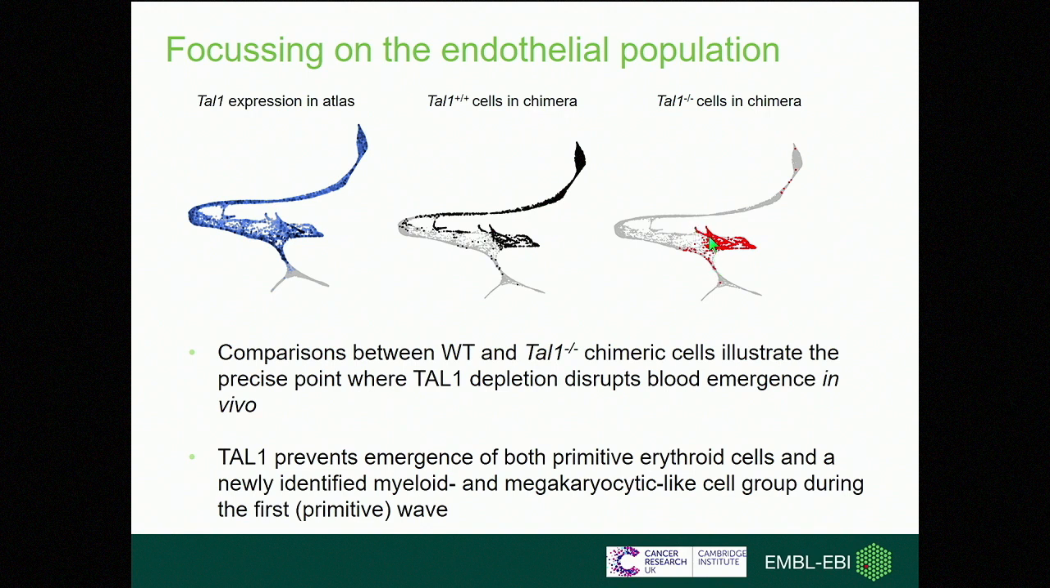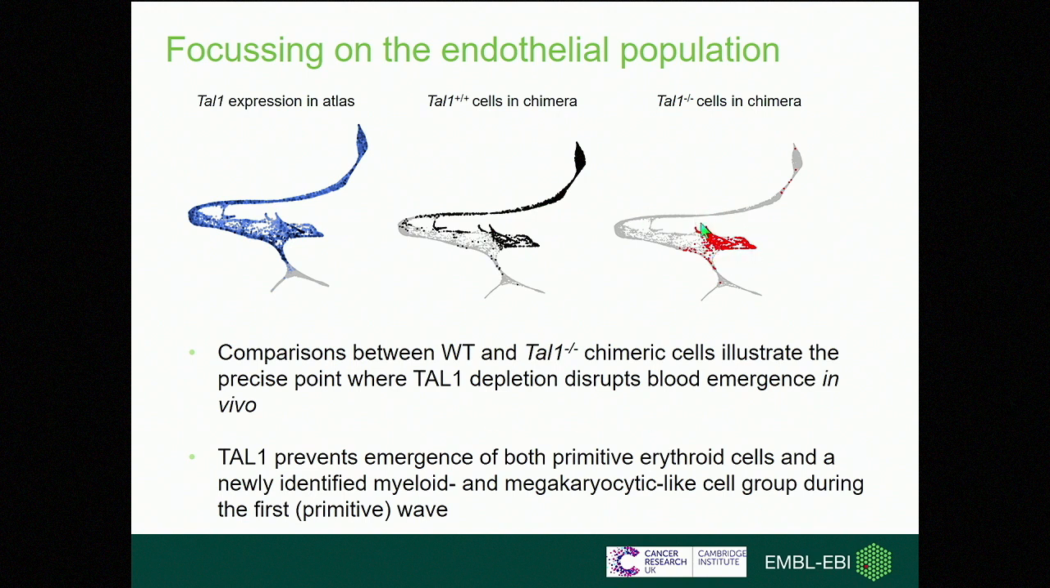So this allows you to pinpoint the precise time point in development where these cells stop progressing, where you need TAL1 endogenously within a cell that acts in a cell autonomous way to push on towards blood. And so you can then say, well, TAL1 is necessary for the generation of these early immune cell populations that are present here. And then you can begin to work out what might be going wrong.